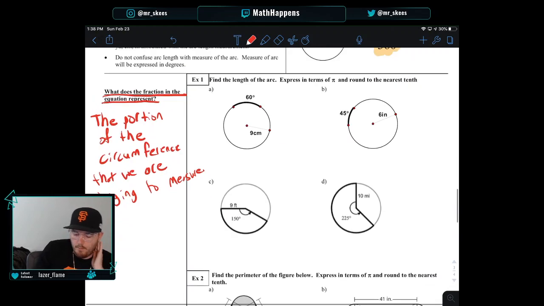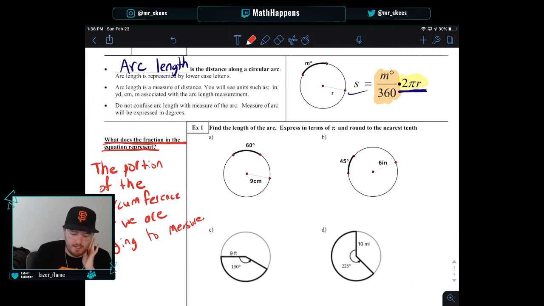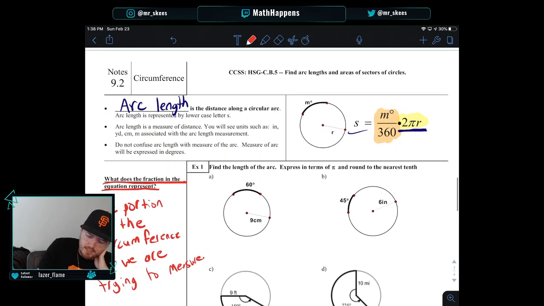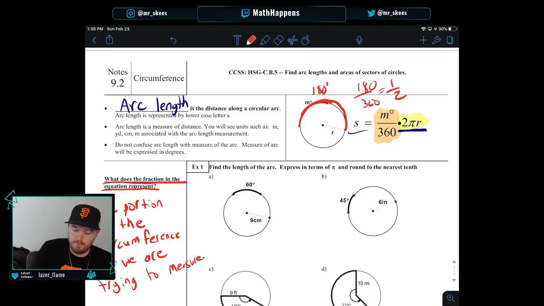Hopefully as we talk about this, that'll make a lot of sense. If the measure of the arc here is, let's say, 180 degrees. What if we want to find that arc? Isn't that just half the circumference? That's a pretty easy one to consider, right? 180 degrees is half of a circle. Well, 180 divided by 360 reduces to a half. So we're finding half of the circumference.